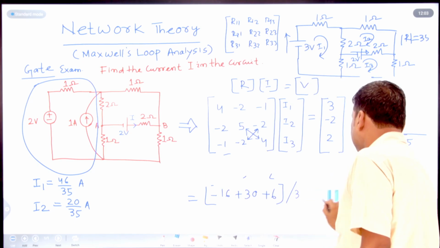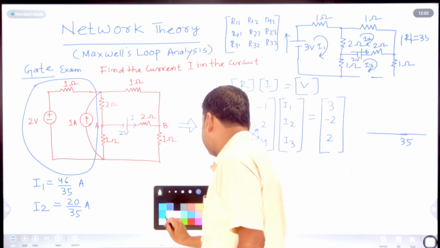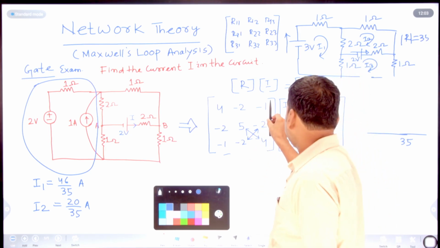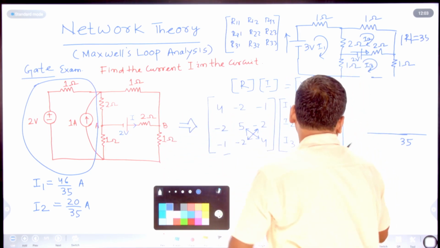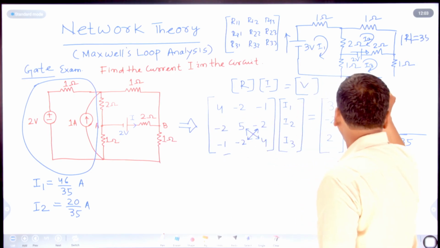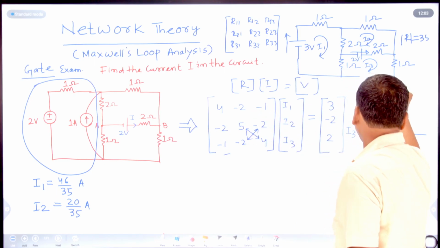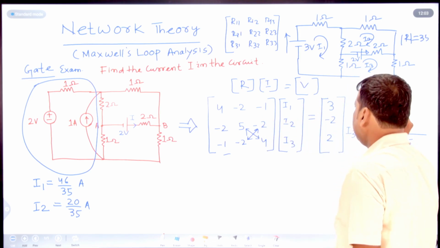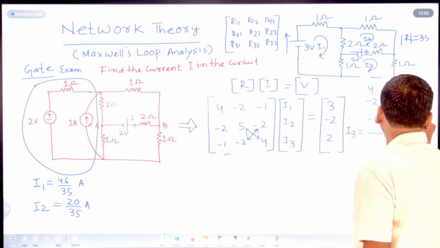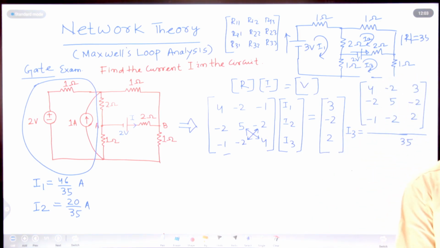When you are going to calculate the value of I3 using Cramer's rule, that means you do not consider the column 3. If you close this one, on the left side you will find the 2 columns. So I3 equals, first you take the 2 columns here: 4, minus 2, minus 1, again minus 2, 5, then minus 2, then 3, minus 2, then 2. This divided by 35. Are you getting or not?